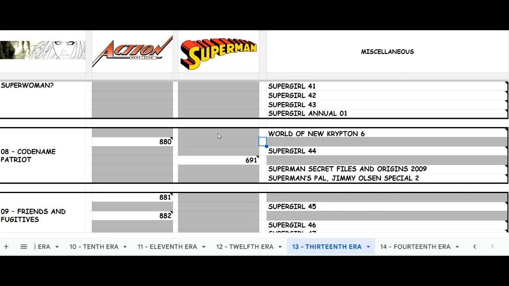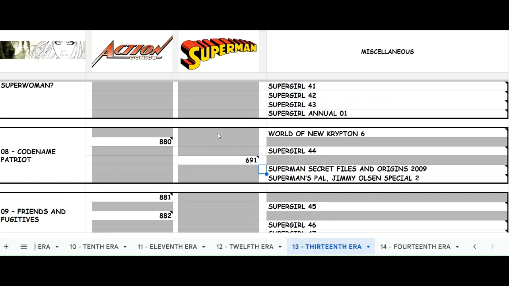Action Comics 880 is Triangle 2. It's branded codename Patriot. It says to be continued in Supergirl 44, and it contains another Captain Atom backup story. So if we follow that through, Supergirl 44 is triangle number 3, and again, branded codename Patriot. It directs us to Superman 691, which is triangle number 4, and branded codename Patriot.